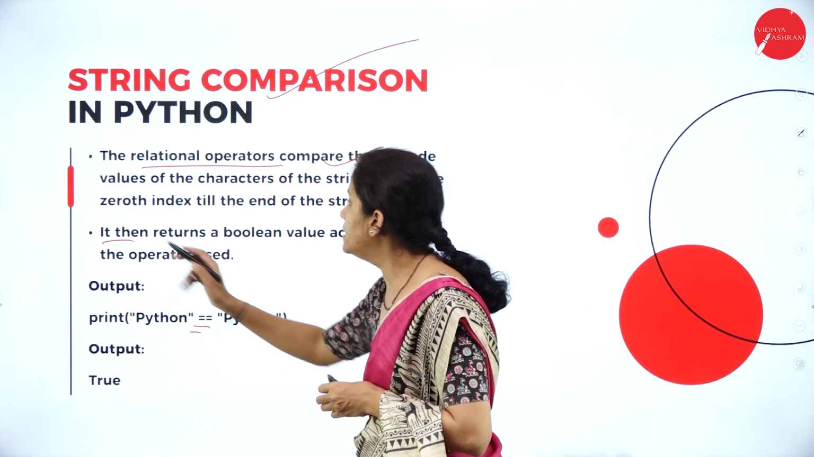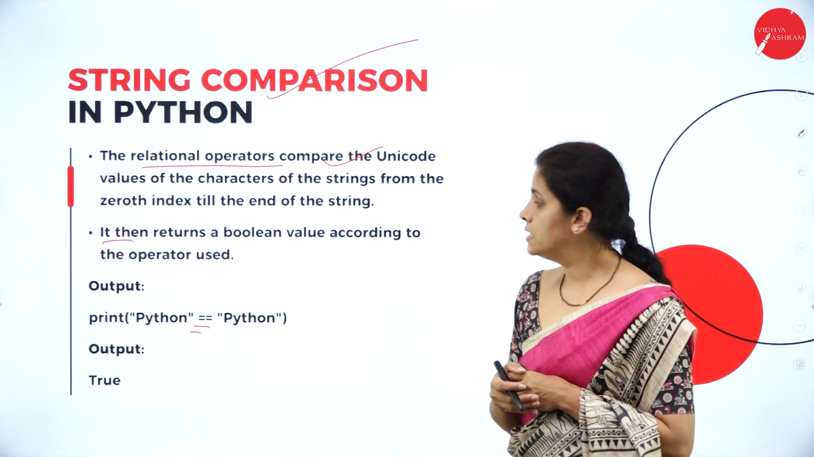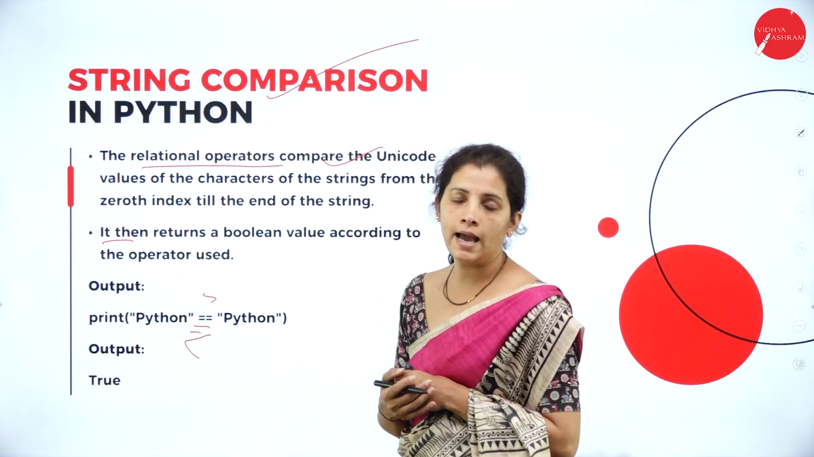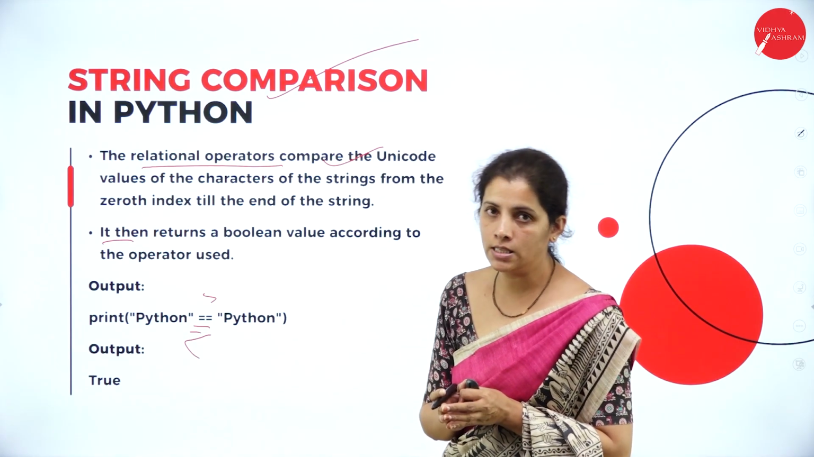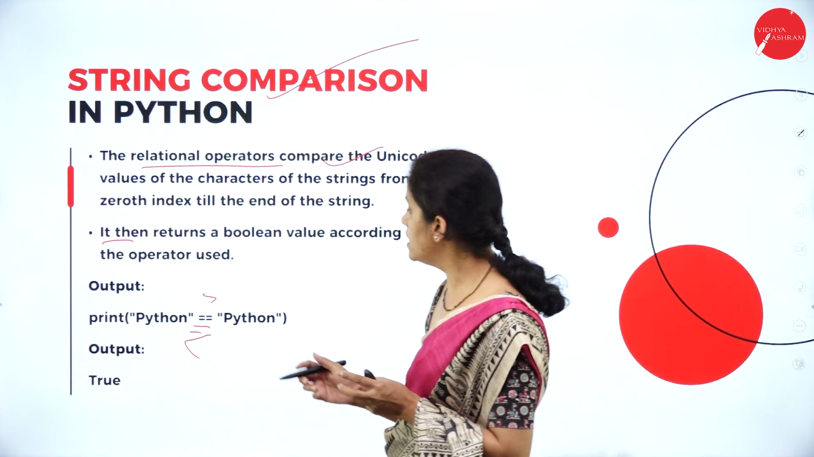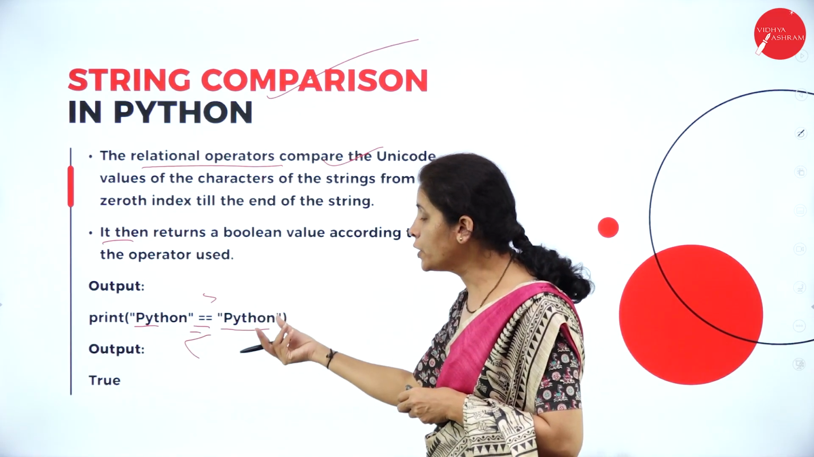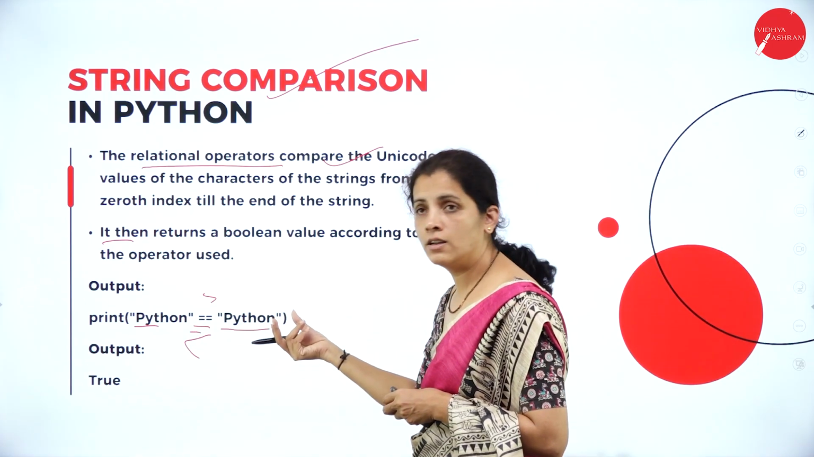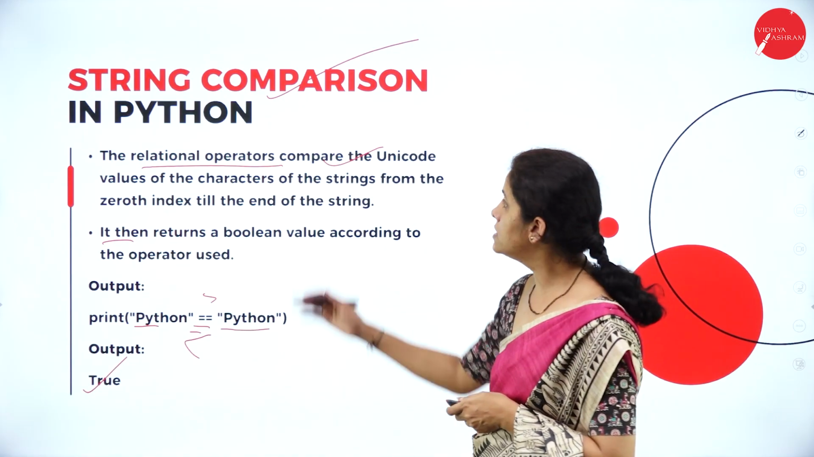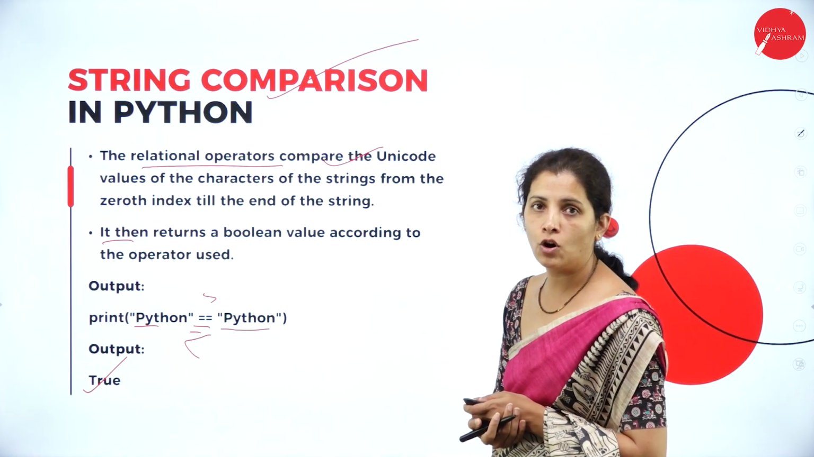It then returns a Boolean value according to the operator used. See here, I can use greater than, I can use lesser than, and even I can go with the equal symbol. And in this program, I used the equal symbol. Here I have Python, and here also I have Python. The Unicode of Python and Python are both equal, so I'm going to get the output true. So this is the way I can compare two strings in Python.